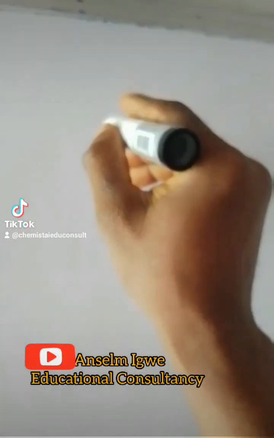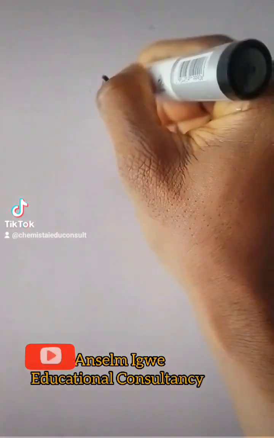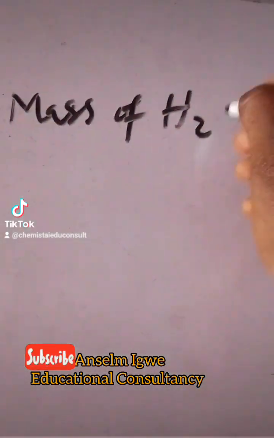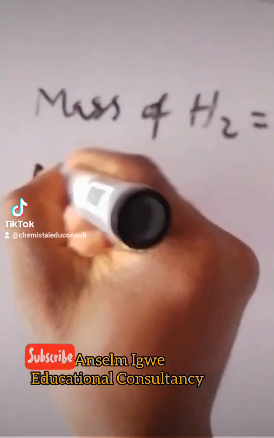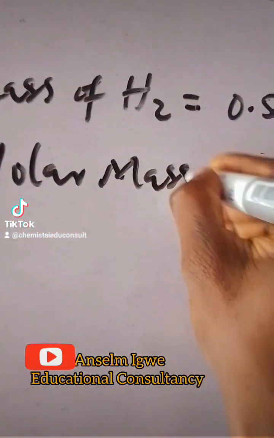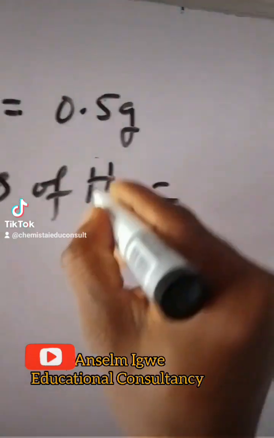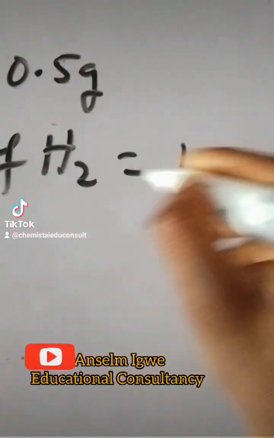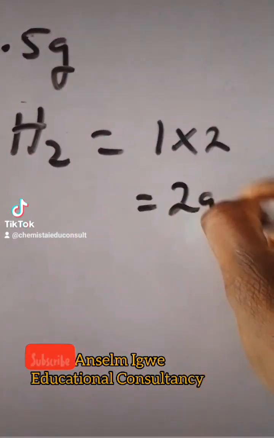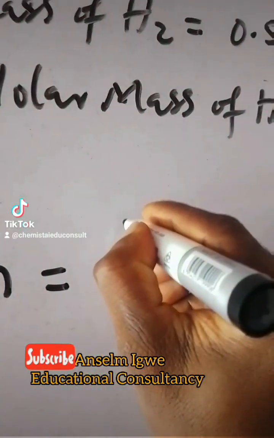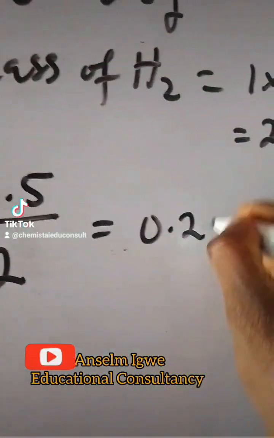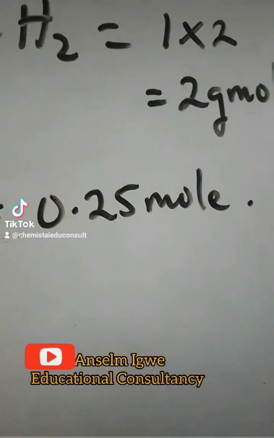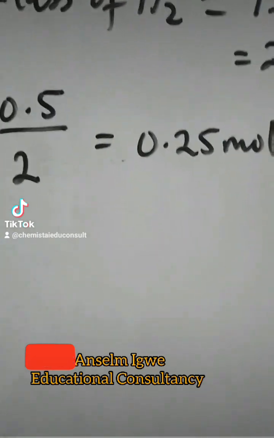The mass of hydrogen gas is given there as 0.5 gram. The molar mass of hydrogen equals the atomic mass 1 times the atomicity 2. That is 2 grams per mole. Therefore, the number of moles is the mass 0.5 over the molar mass 2, and that is 0.25 mole. This is the number of moles of the gas involved.